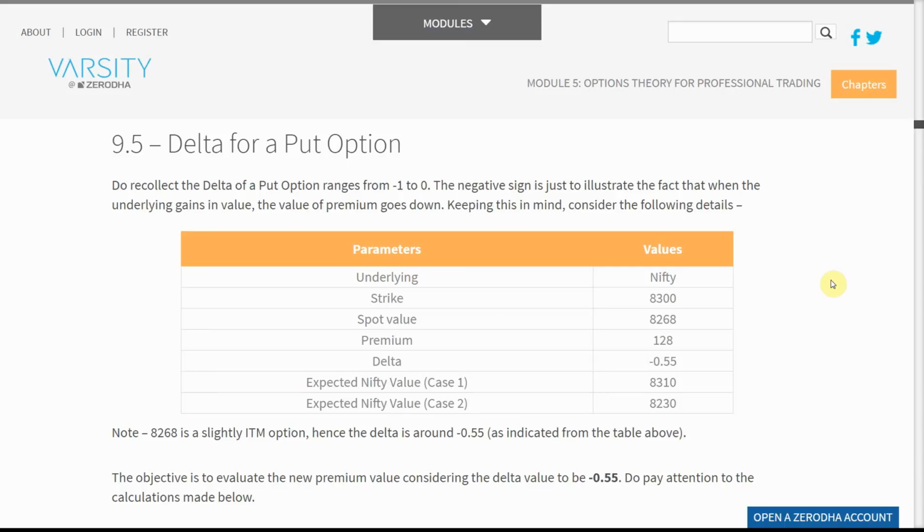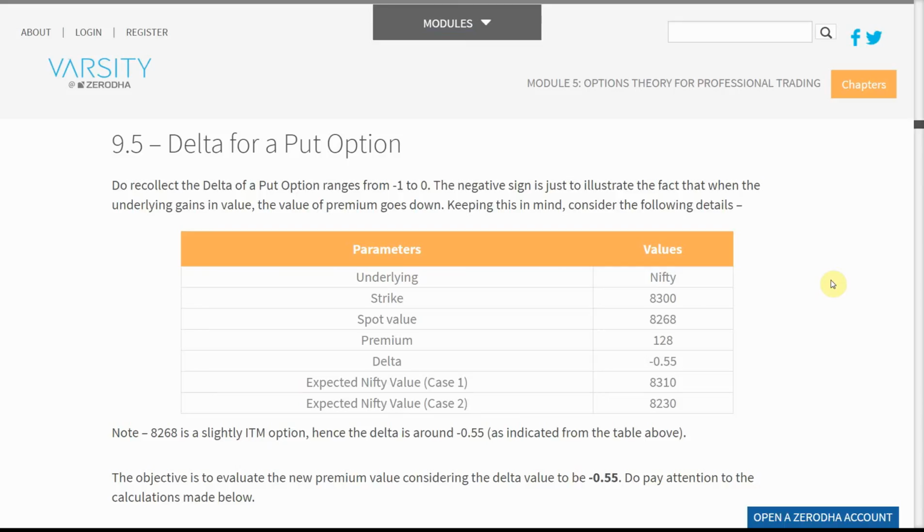9.5 Delta for a put option. Do recollect the delta of a put option ranges from -1 to 0. The negative sign is just to illustrate the fact that when the underlying gains in value, the value of premium goes down. Keeping this in mind, consider the following details.